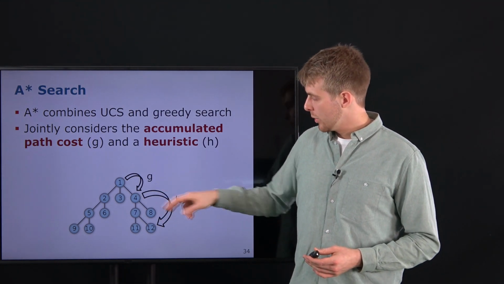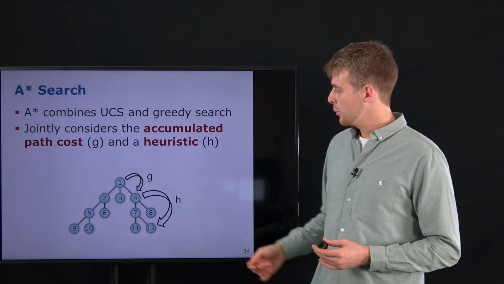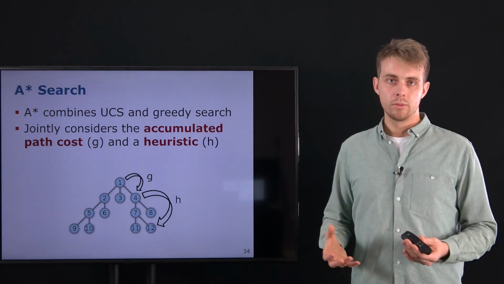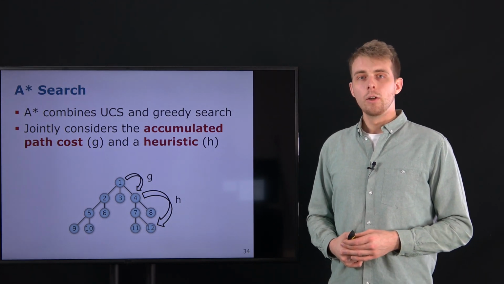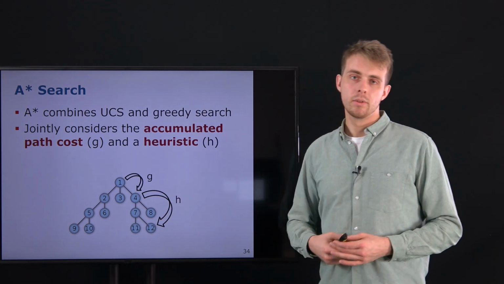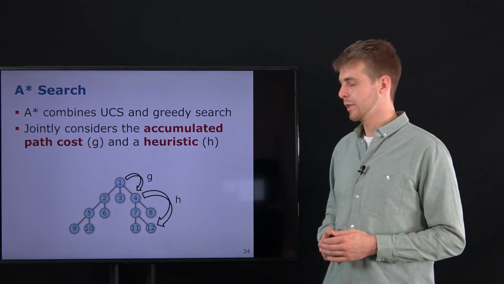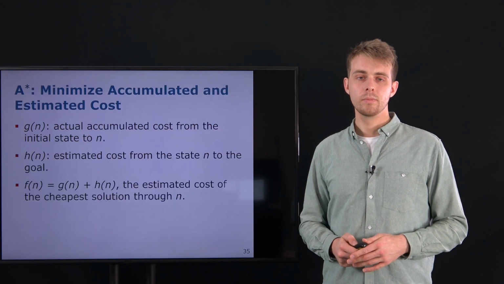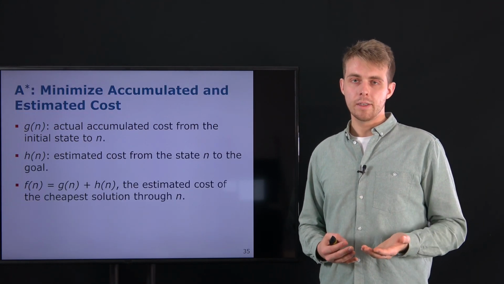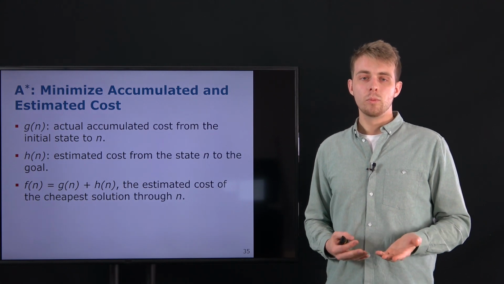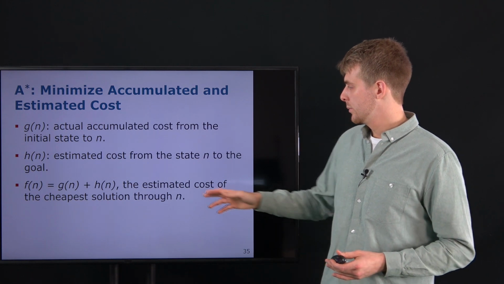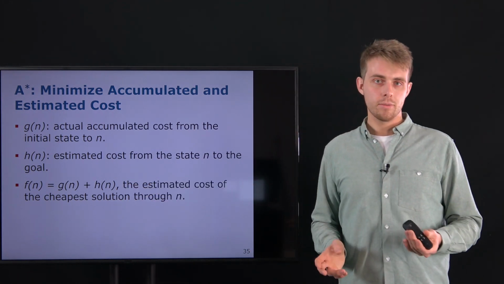In this case, again, we consider node 4. So we know what the cost from 1 to 4 was, which is given by the function G. And we have an estimate of what the cost can be from 4 to 12, which is then given by the heuristic H. So here, what we do is we expand the next node with a minimized accumulated cost and estimated cost, so the sum of them. So this is then the F cost.